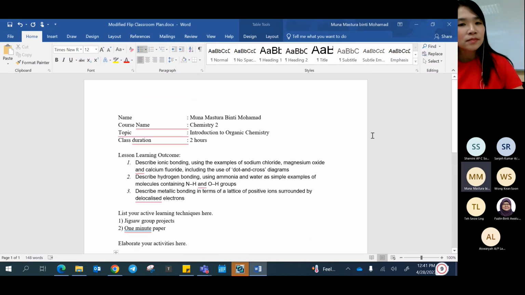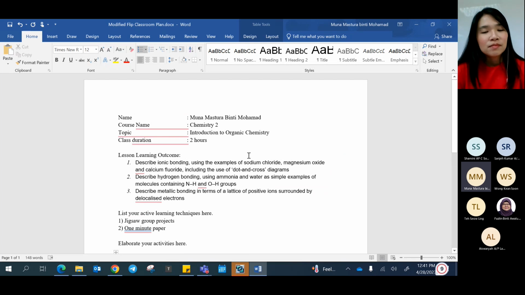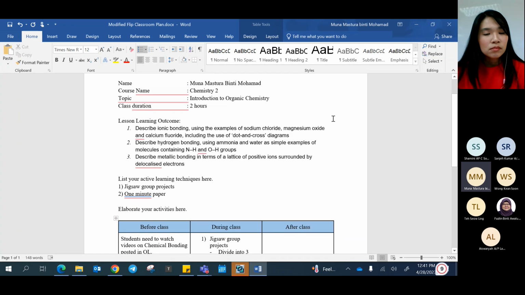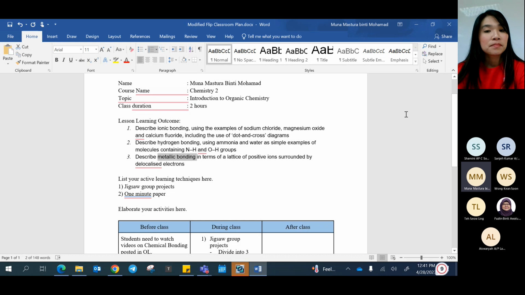Okay, so I'm teaching Chemistry 2. The topic is an introduction to organic chemistry. The class duration is about 2 hours. The learning outcome for this topic is that students need to describe chemical bonding. We have 3 types of chemical bonding here: ionic, hydrogen bonding, and metallic bonding. After that, they must be able to draw the dot and cross diagram, and also use simple examples to show ionic bonding.